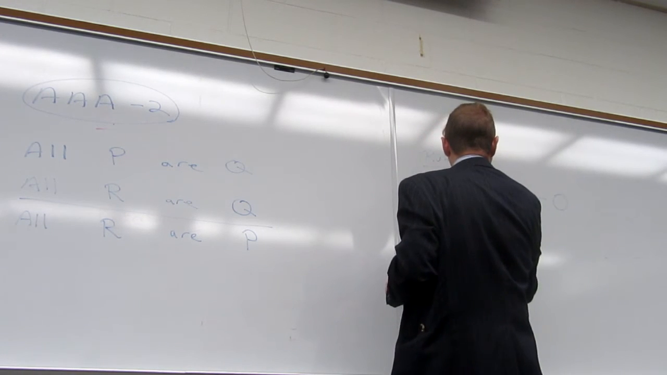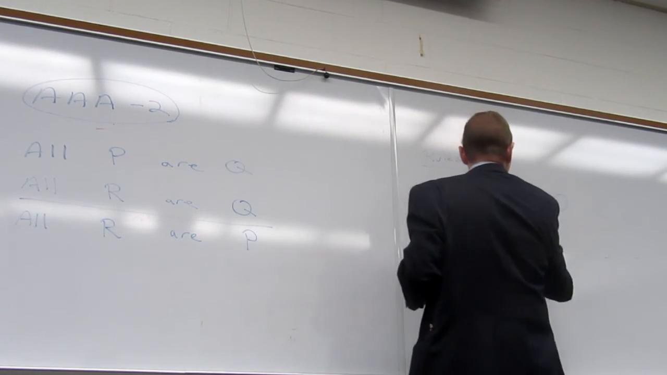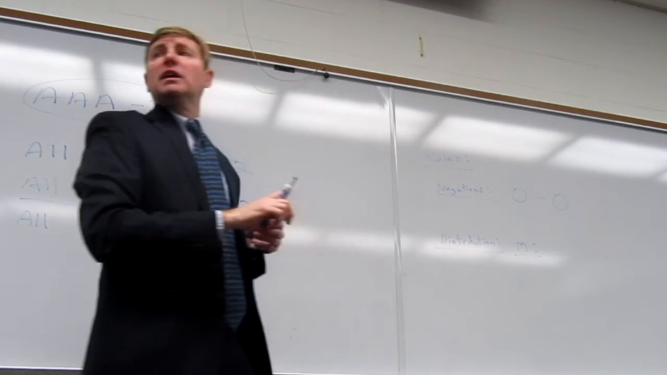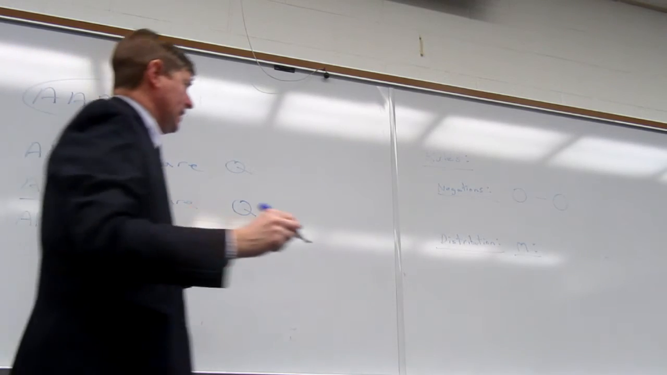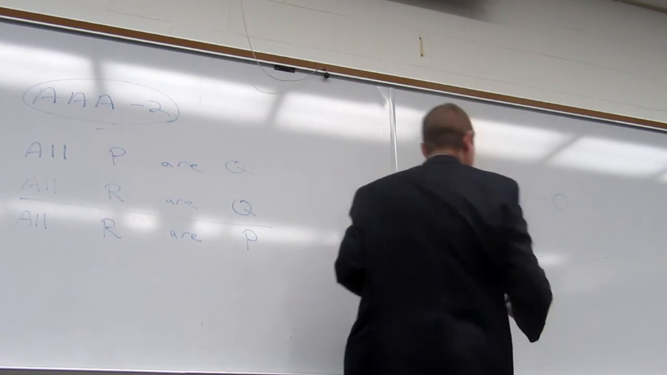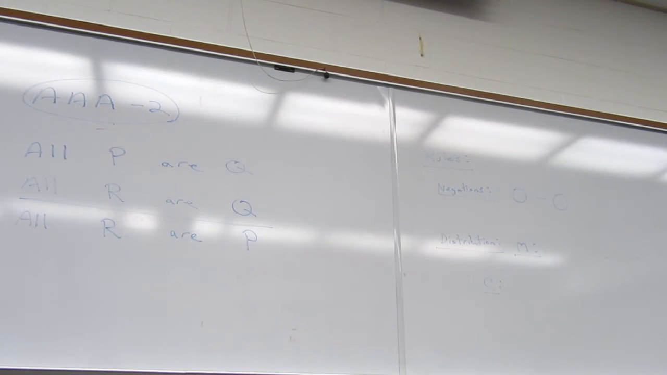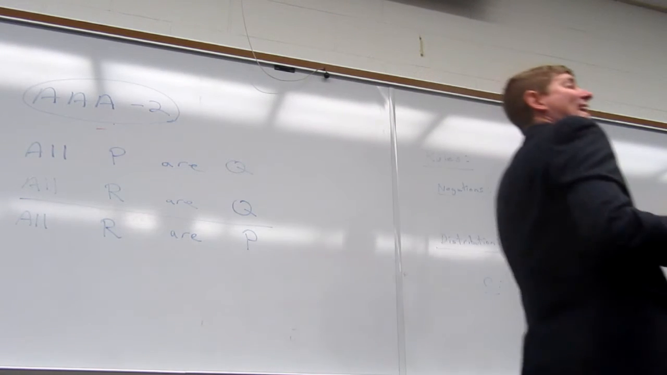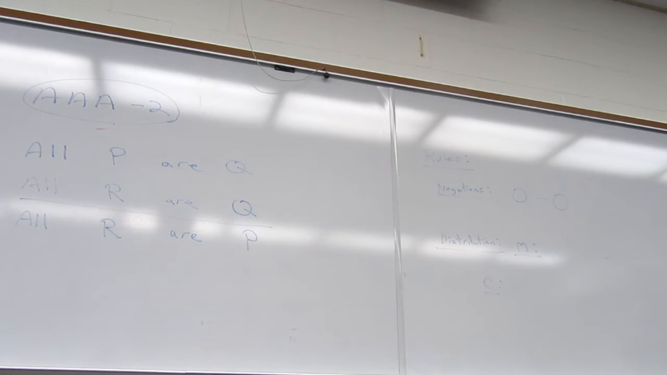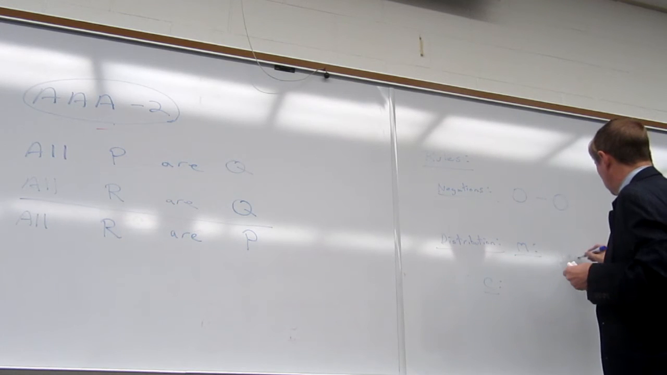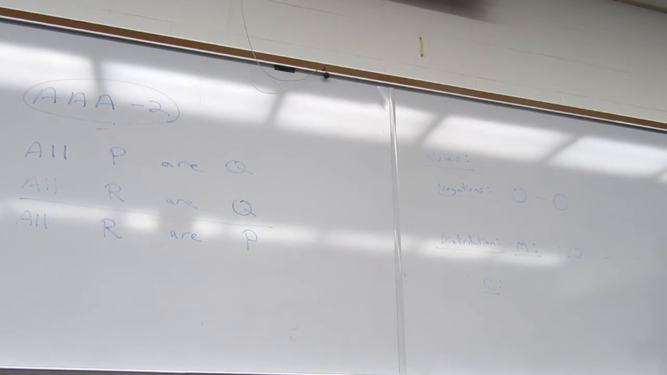Now for distribution, remember the rule is that the middle term's got to be distributed in one of the premises, and the distribution rule pertaining to the conclusion is if the term is distributed in the conclusion, it has to be distributed in its corresponding premise. Is the middle term distributed? It's not distributed. Why isn't it distributed?